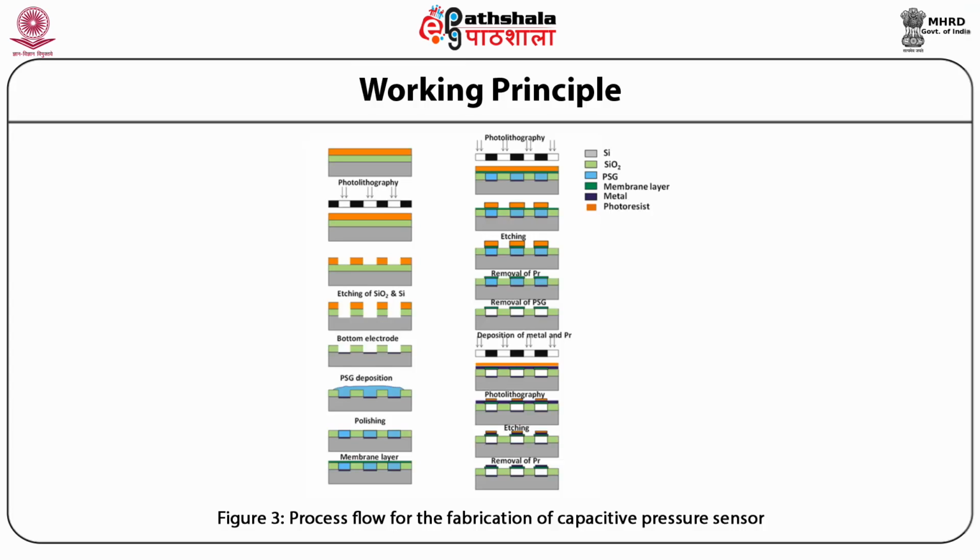The third part is deposition of metal and PR. To make the cavity of metal and PR, we again optimized a set of masks to get the desired pattern using the photolithography technique, and etching was further carried out. At the end, the photoresist was removed to get the complete fabricated device.